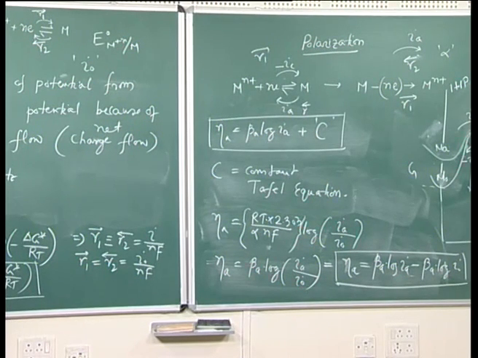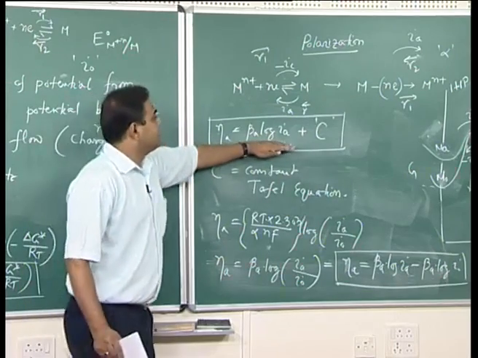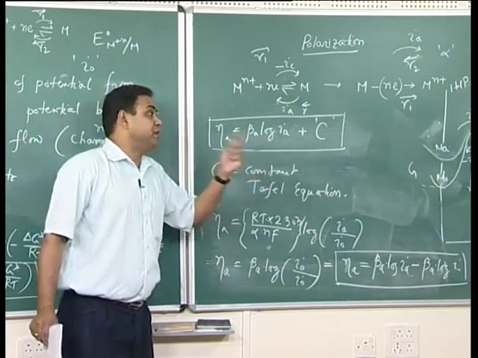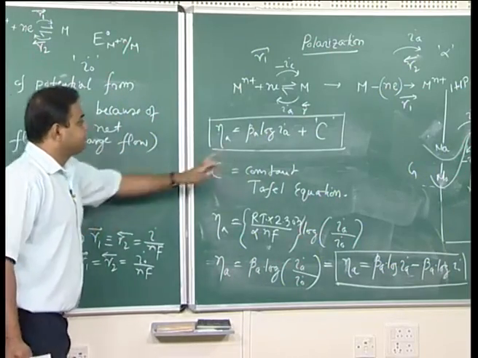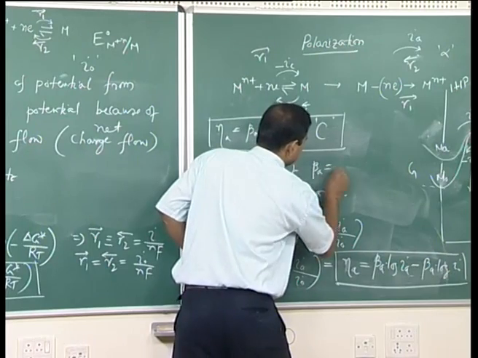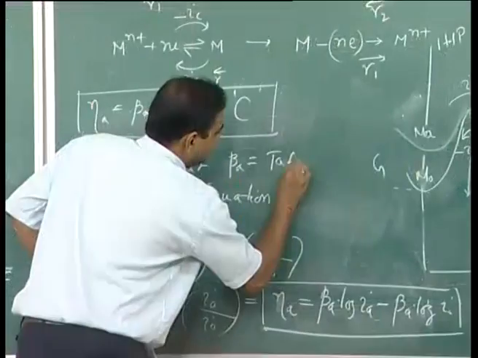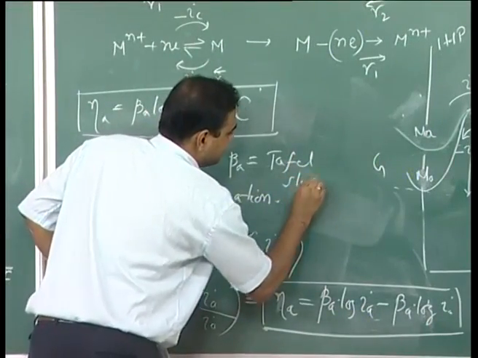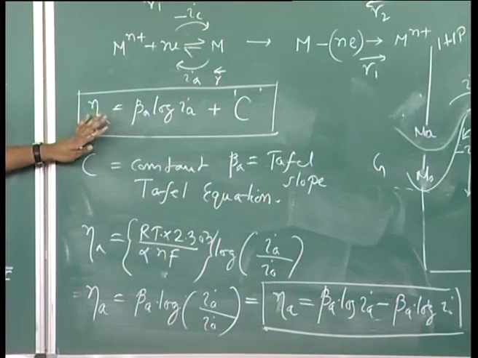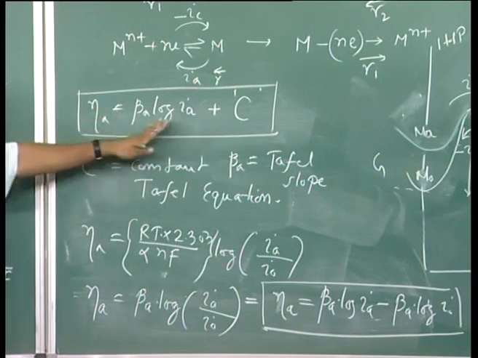Why per decade of current density? Because I am considering log of IA. So this unit would be volt per decade of current density, and this is the Tafel slope. Beta A is the Tafel slope. And this is a very fundamental equation which relates overvoltage with current density.